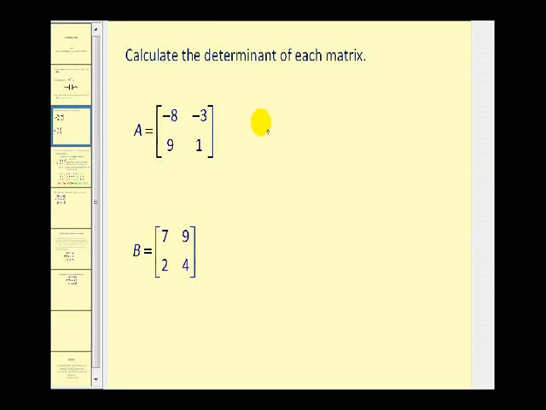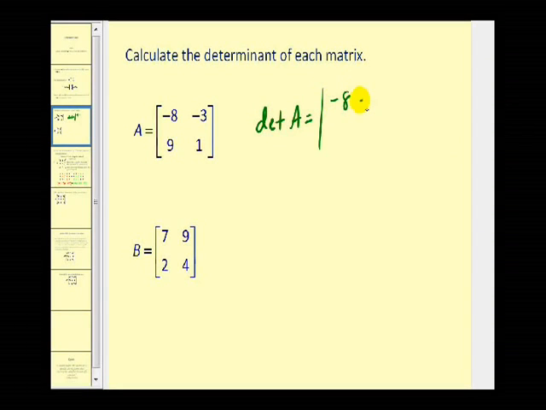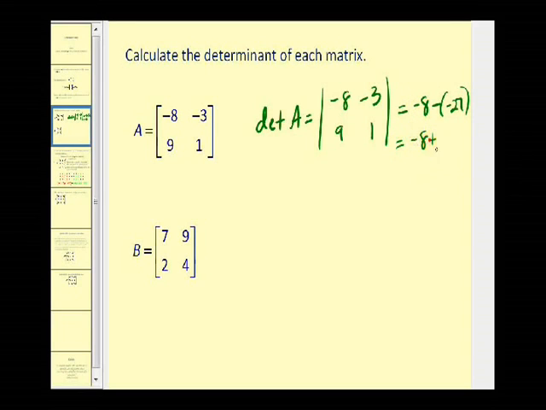So if this is our matrix A, then we can say the determinant of matrix A, which can be written like this, is equal to negative 8 times 1, that's negative 8, minus negative 3 times 9, which is negative 27. So this is negative 8 plus 27, which equals 19. So for matrix B, the determinant of B can be written like this or like this.